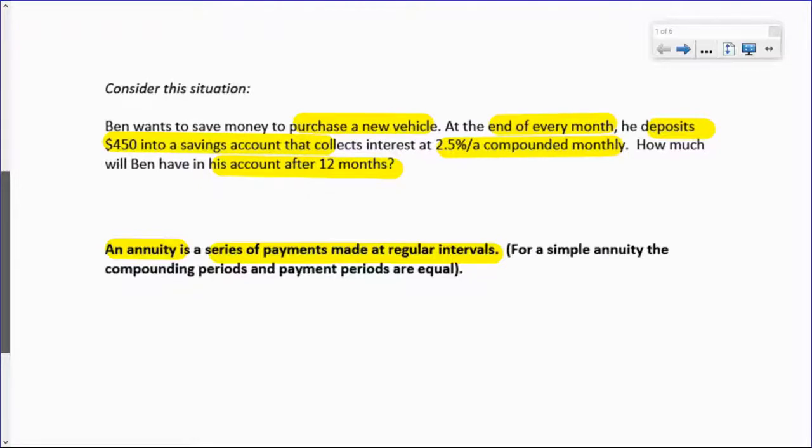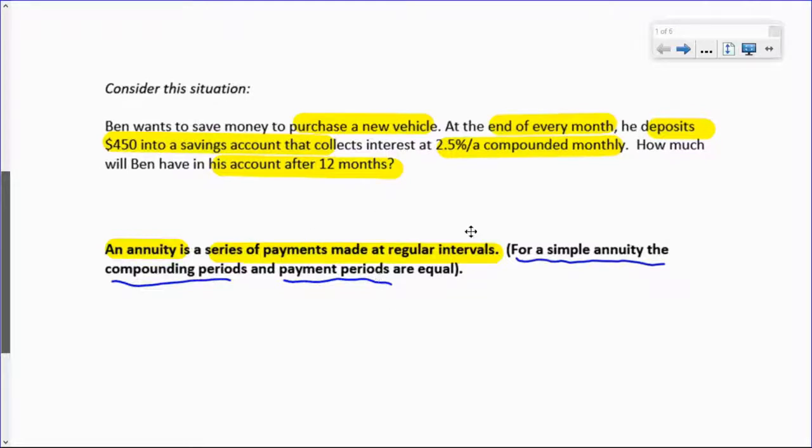If you were to Google the word annuity, you would probably hear a lot about insurance. That's not the definition we're using in this course. We're more broad with that definition. Any series of payments, we're going to call an annuity. Don't worry too much about this information here. A simple annuity is when the compounding period and payment period are equal. Don't worry too much about that yet. We'll talk a little bit about that later on.